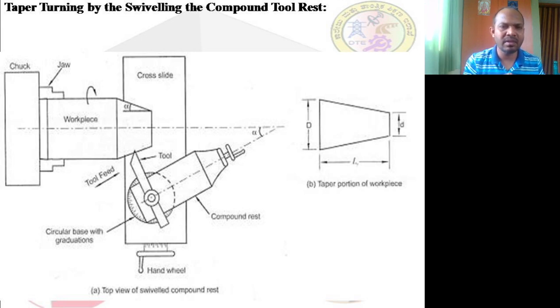The taper section need not necessarily be at the end. It need not necessarily be at the middle. It can be at any section. The taper can be made over here, the taper can be made here, the taper can be made here, and even the taper can also be made here. At any section, the taper can be made.